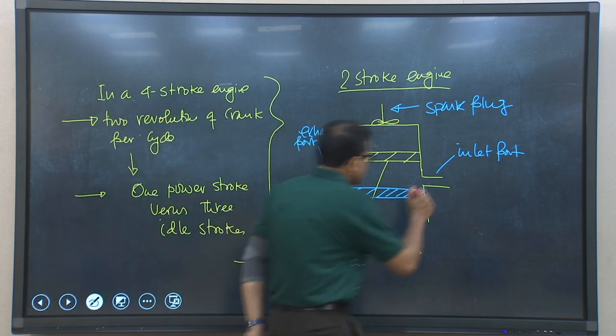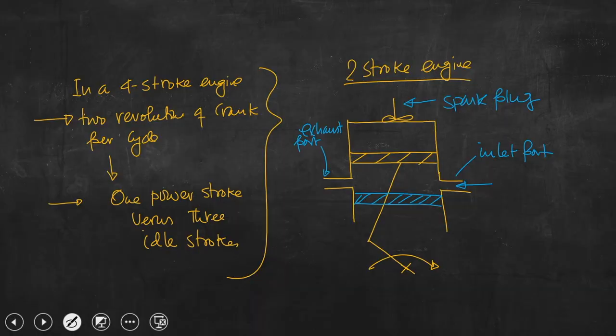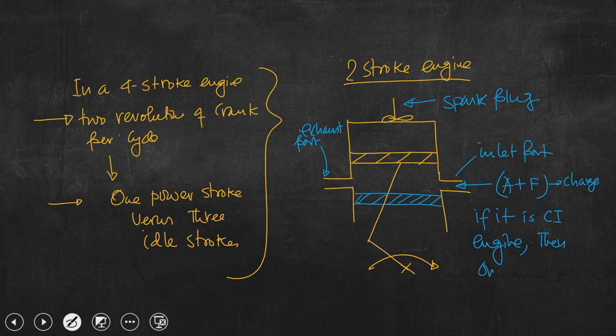So, what we can see is that this is the inlet port through which the air plus fuel mixture will come. So, that is the charge. If it is a CI engine, then only air. So, through this intake port, air fuel mixture will be supplied to the cylinder, but if it is a CI engine, only air, that is what we have discussed many times.